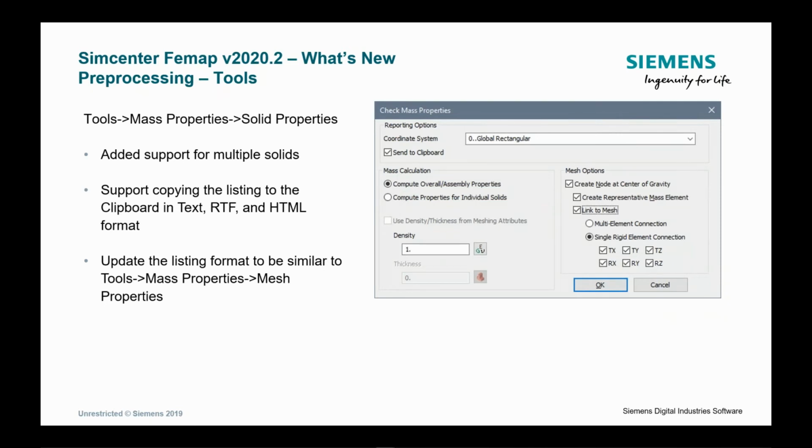Okay, yeah, so moving on to pre-processing, this is actually a pretty important update that they've included. If you're evaluating the mass properties of your solid, they've added support for multiple solids, support for copying the listing to the clipboard, and also updating the listing format so it's similar to Tools, Mass Properties, Mesh Properties. But the thing that I think is the biggest update is that you can now basically defeature a model with this command.